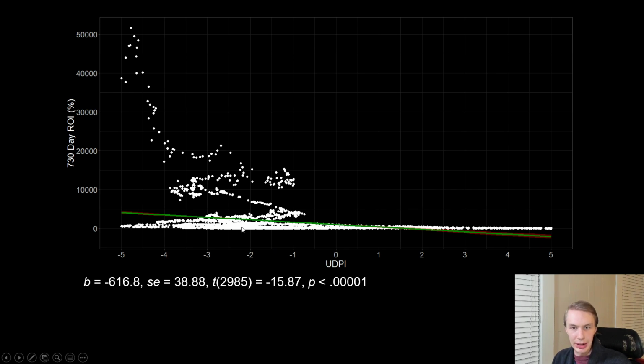But again, we have that negative regression line slope. Every point down corresponds to a 616% higher ROI after 2 years. So whatever UDPI level it is, as you go down on UDPI, you can expect that much higher return over that time frame. So that's what that means there.